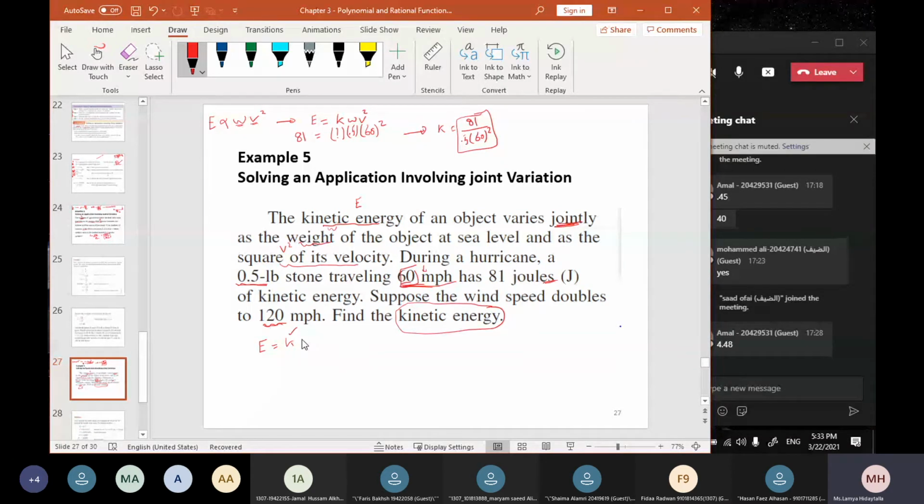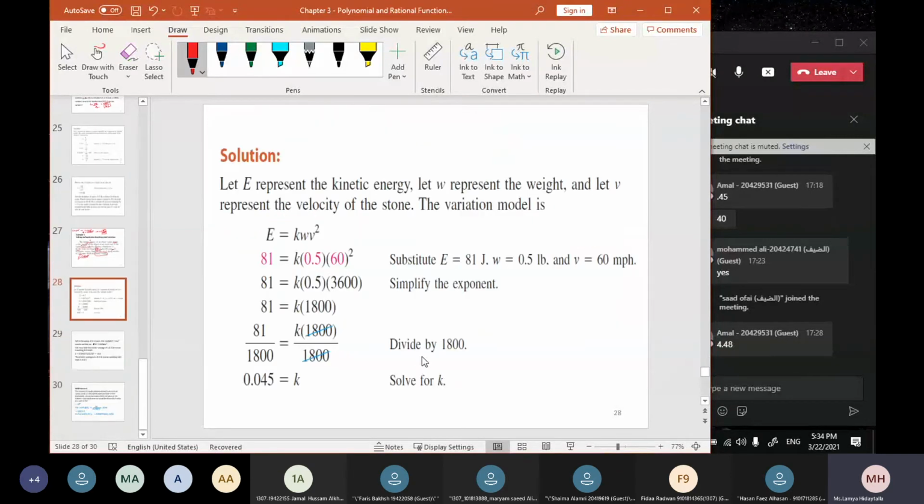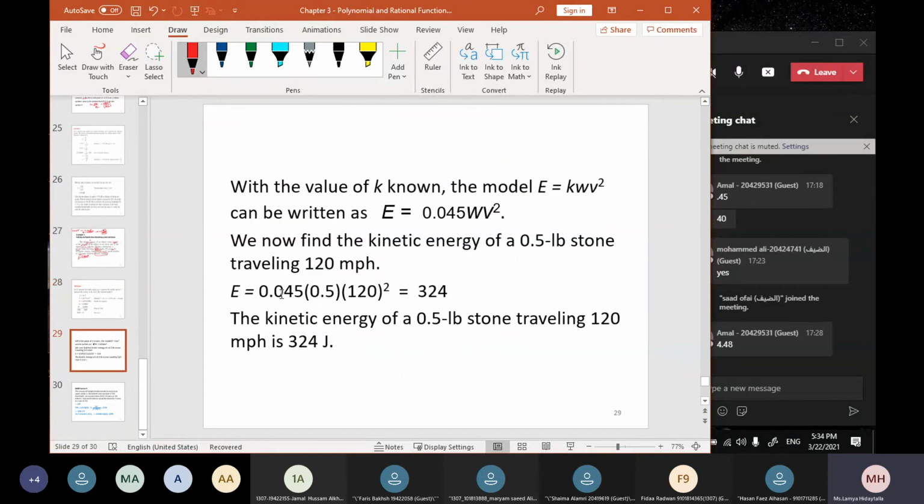So I'll take W, which is 0.5, and then the velocity is going to be 120, and this is squared. I know this, I know this, so immediately I can calculate the energy. So here he found the K, and this is the equation that governs the energy with the weight and with the velocity, okay? And so this is the answer.